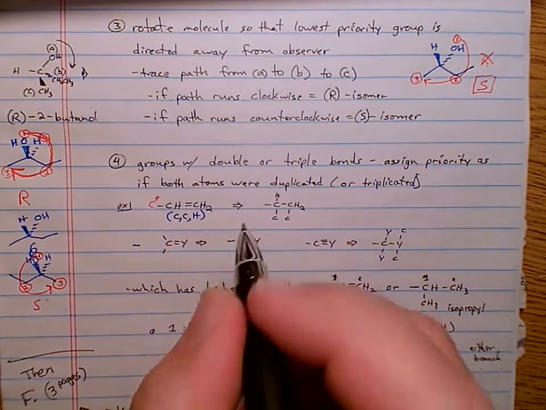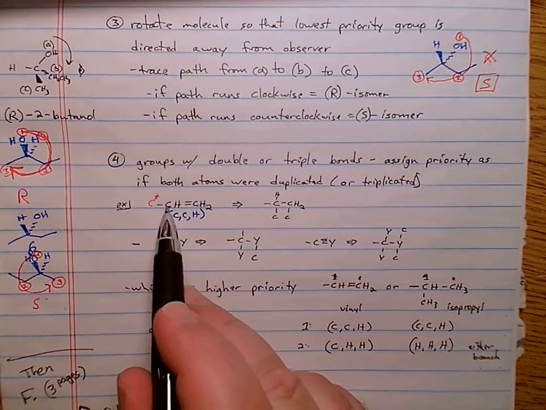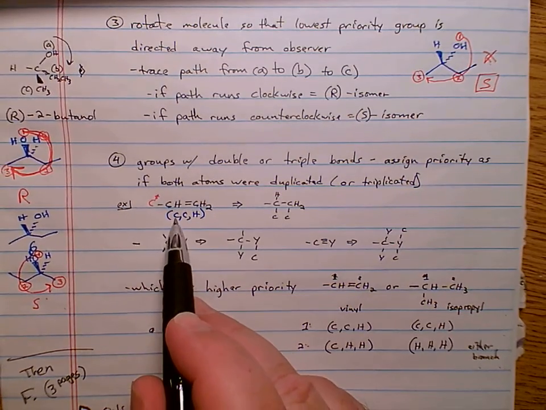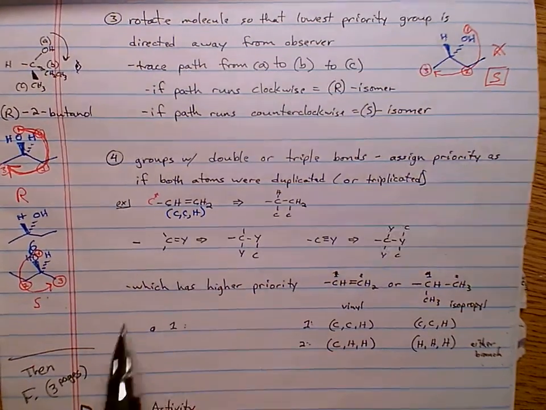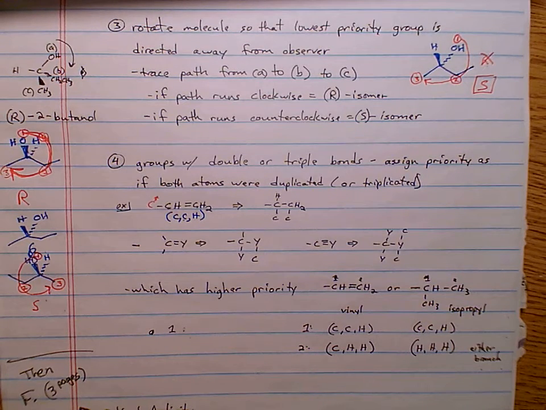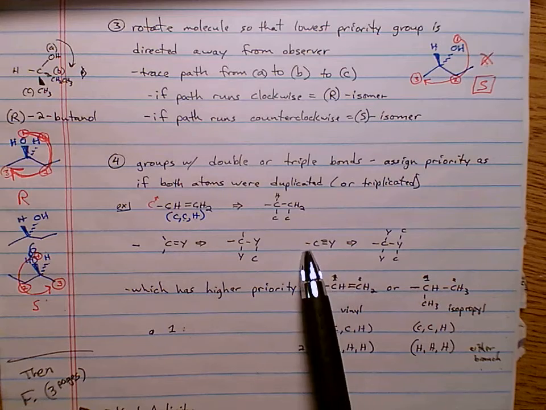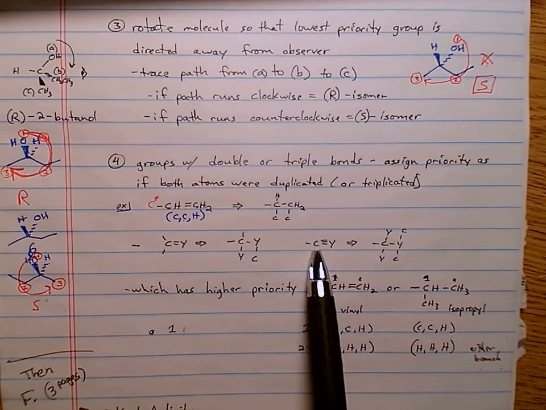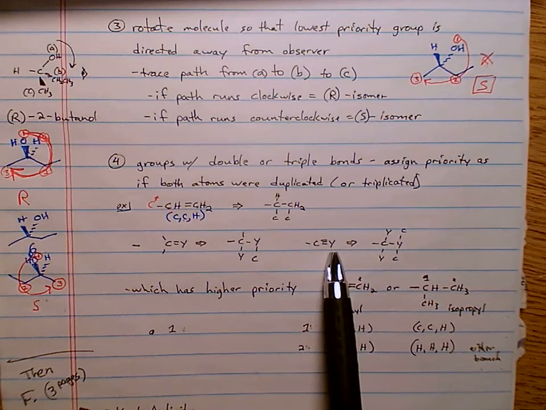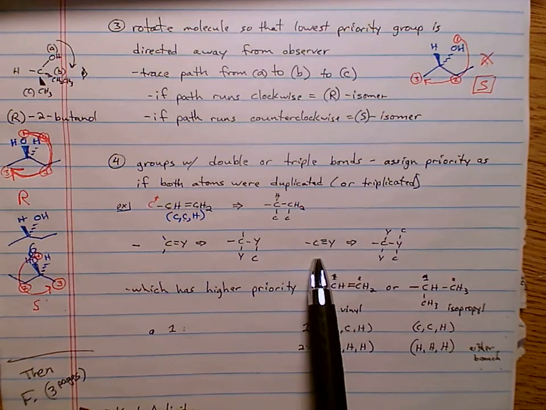(C, C, H). Carbon is bonded to a carbon, the second bond to that same carbon, and the hydrogen. That's how we do that. If you had a carbon triple bonded to something, that would be as if this carbon had, well, it does have 3 bonds to that thing, so this would be in parentheses (Y, Y, Y).